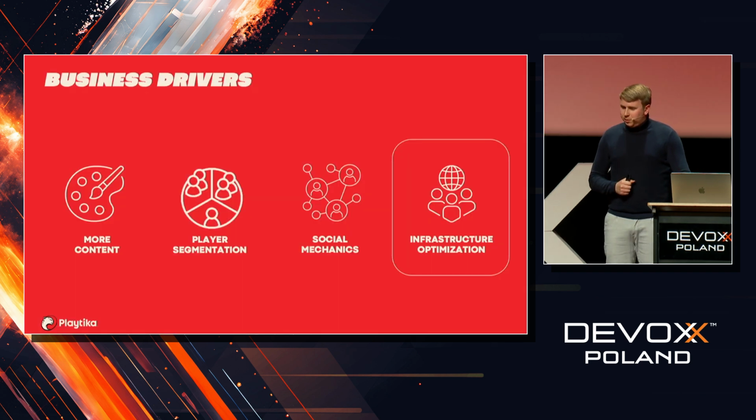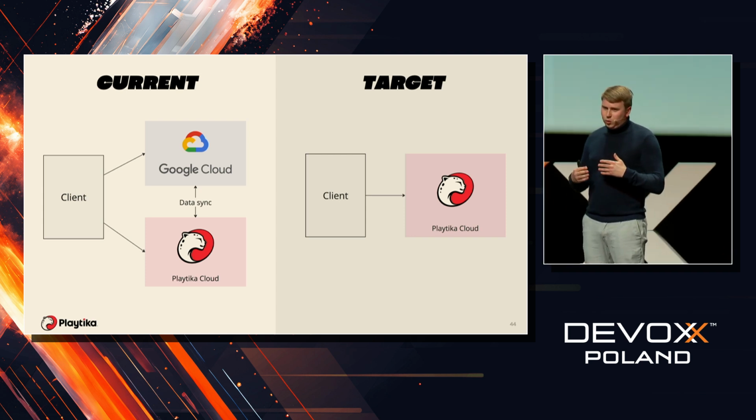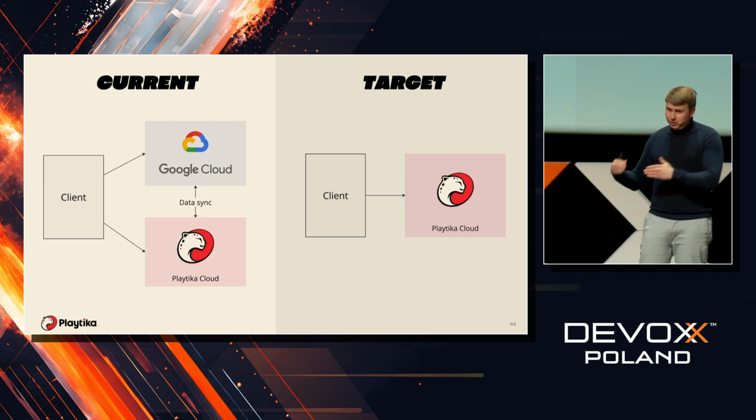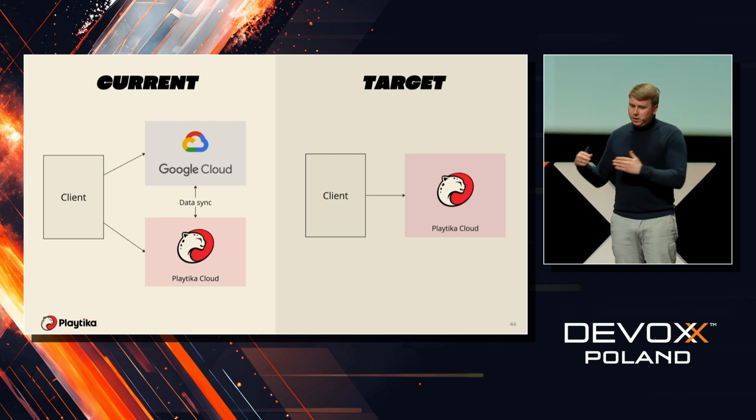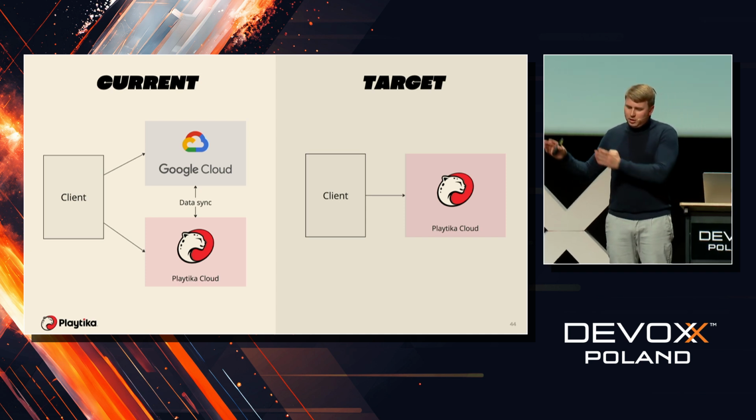And the infrastructure optimization, that was one more business driver, maybe more technical than the others. Initially, I've told that we started with the Google Cloud. And Playtika has their own data centers and their own infrastructure. The managed infrastructure, we call it Playtika Cloud. So when we build something new, we didn't build it inside the Google Cloud, we built it in Playtika Cloud. And finally, we got kind of a hybrid system where part of the game is hosted in the Google Cloud, another part of the game is hosted in the Playtika Cloud.